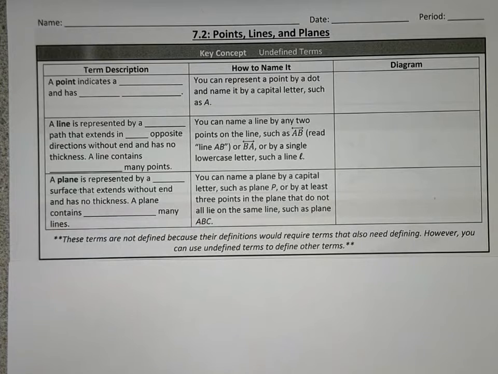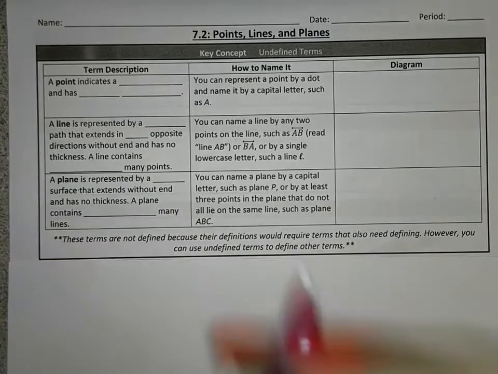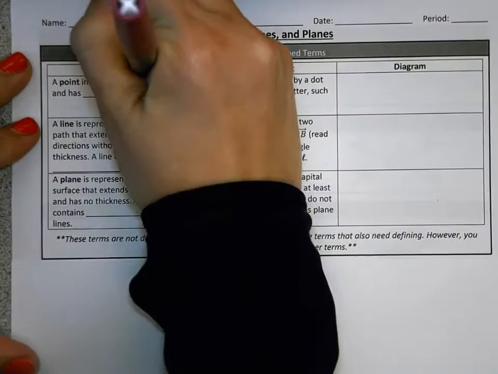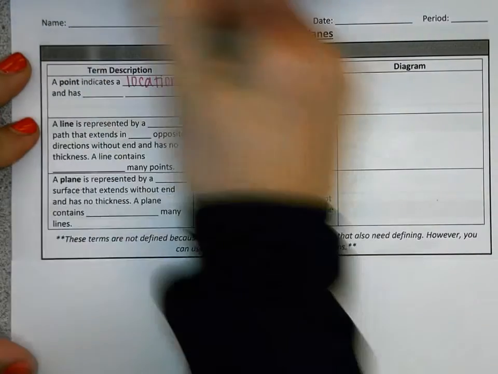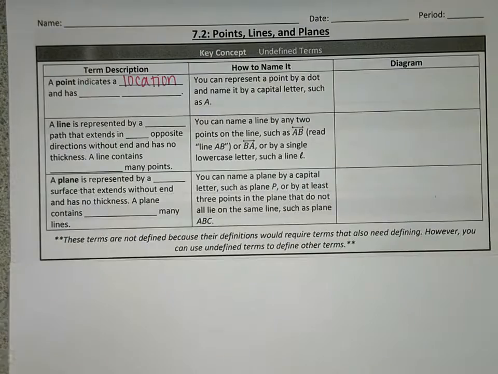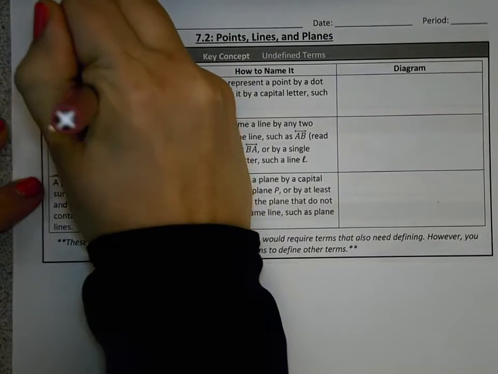So let's talk about points. A point indicates location. So just like on an XY axis, when you put a point, you're giving me a location, right? It has an X coordinate and a Y coordinate. So we can define its location. But a point has no size.